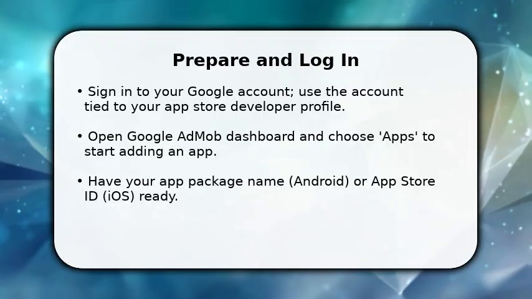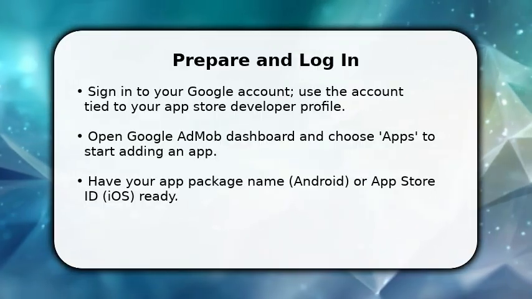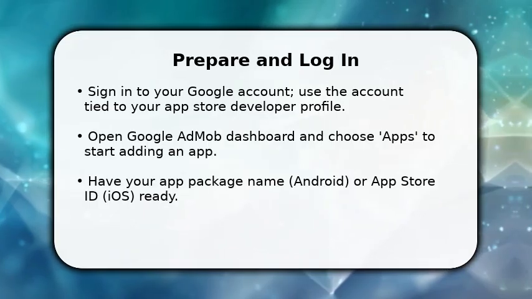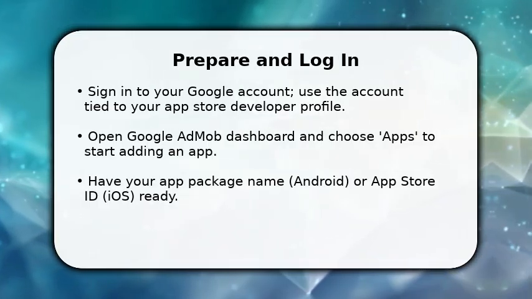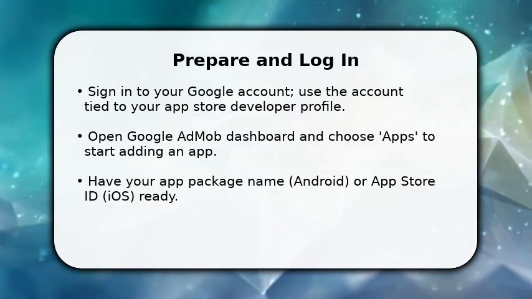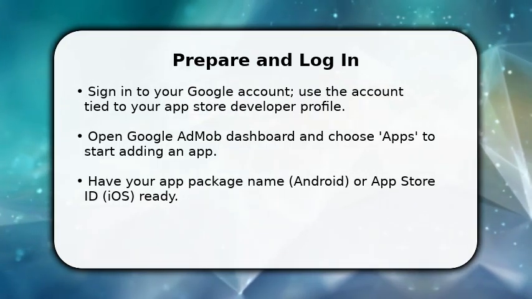You start by signing into the Google account that owns your app. Once logged in, go straight to the AdMob dashboard and click Apps. This begins the app registration. Enter your app's package name for Android or the App Store ID for iOS so AdMob links correctly.